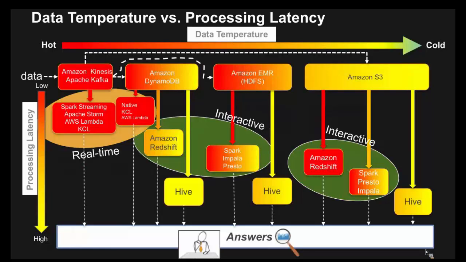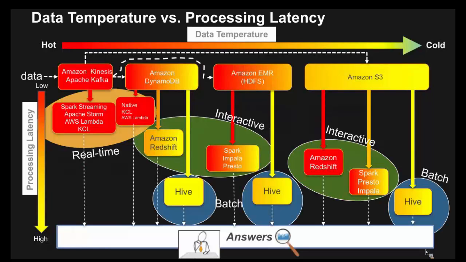and then if you put it in DynamoDB, you can copy it to Redshift, or if you put it in S3, you can copy it to Redshift and run an interactive query. Similarly, you can also use Spark, Impala, and Presto to run queries on top of both data in HDFS as well as S3 for interactive analytics. For batch, similarly, you can use Hive for running batch queries.